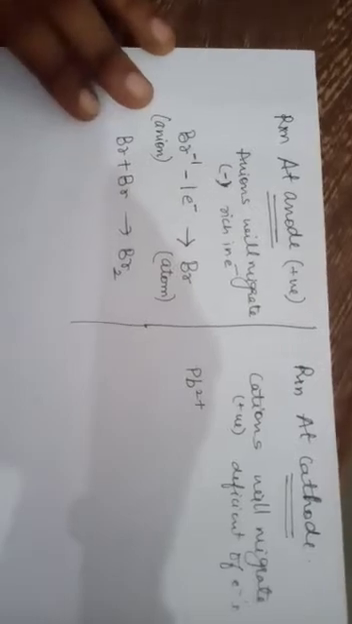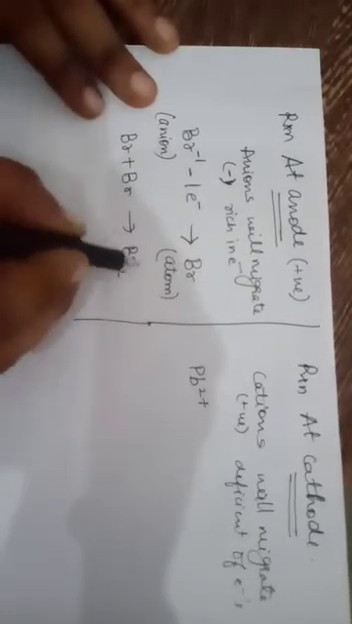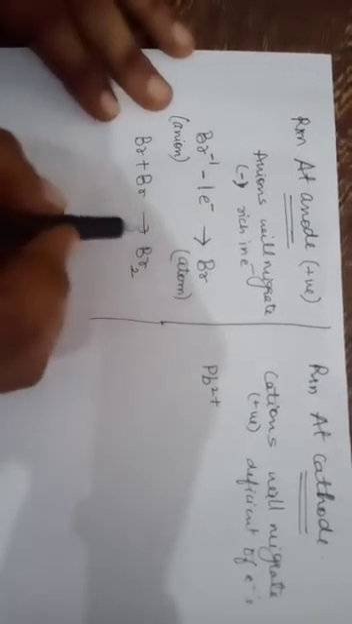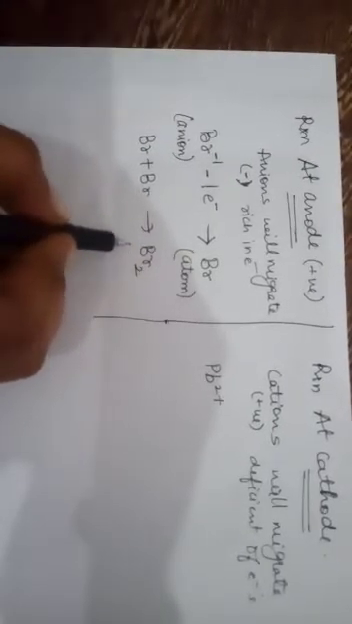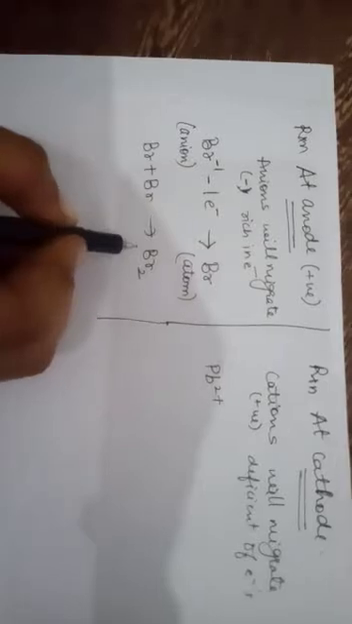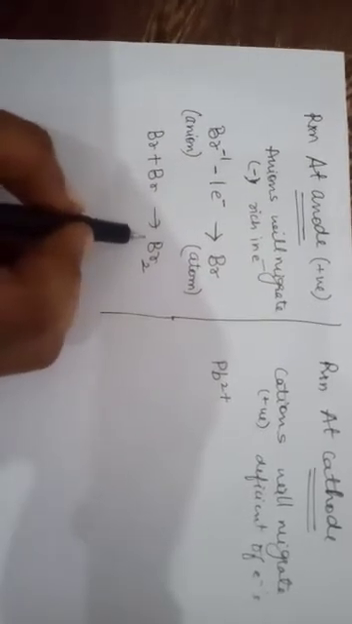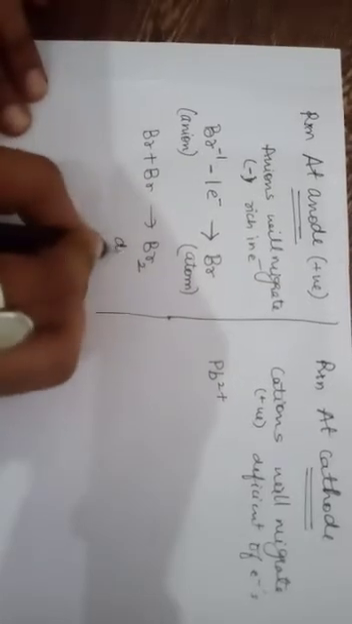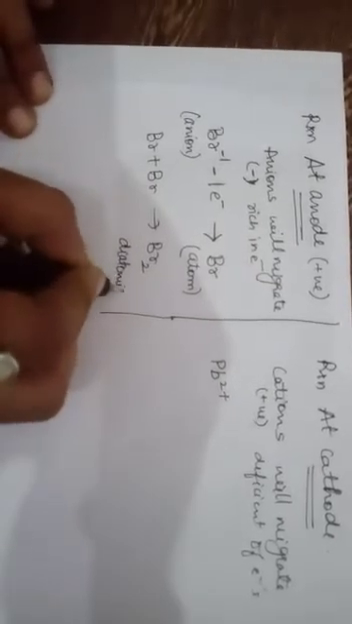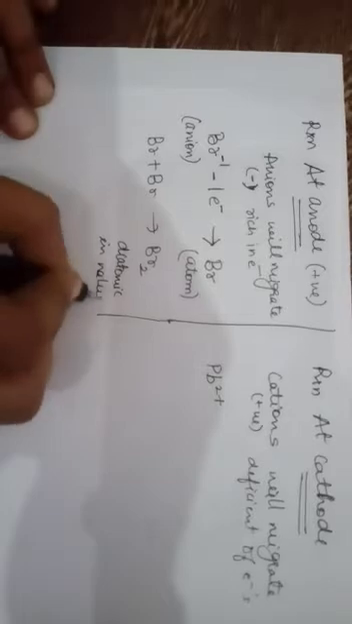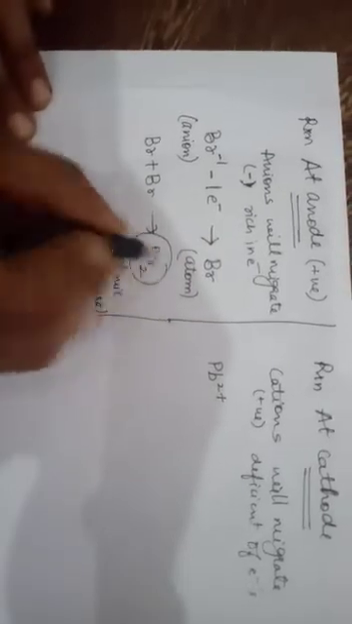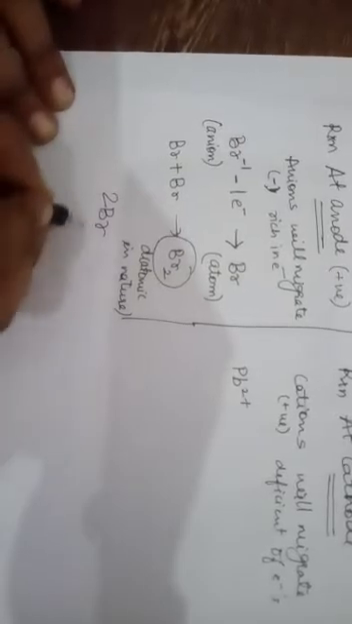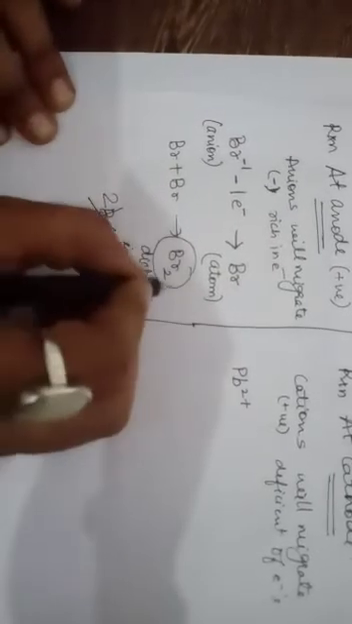Br2. Okay children, bromine does not exist in the form of a single atom. Bromine is diatomic in nature, like oxygen is O2, nitrogen is N2, hydrogen is H2, chlorine is Cl2. Similarly, bromine is also diatomic in nature. So the product formed will be Br2. You will not write 2Br. This is not the product formed at the anode. This is wrong. This is correct.